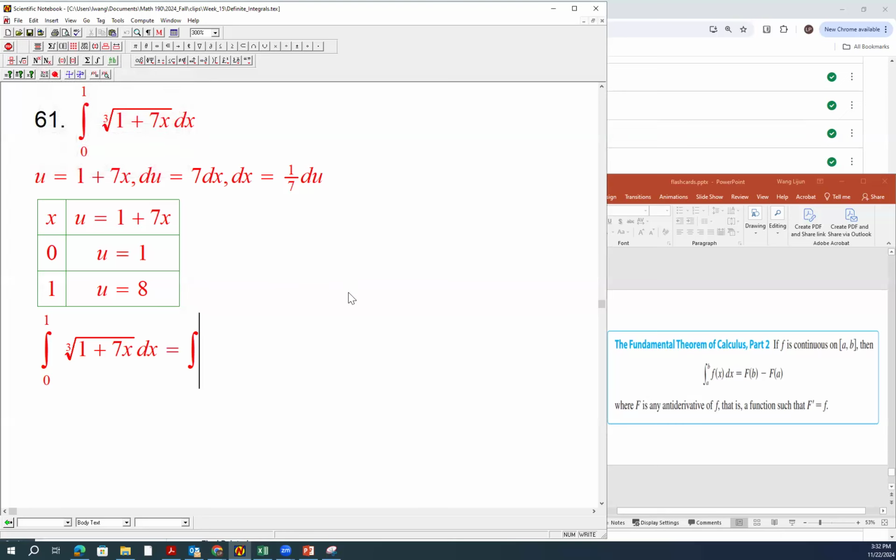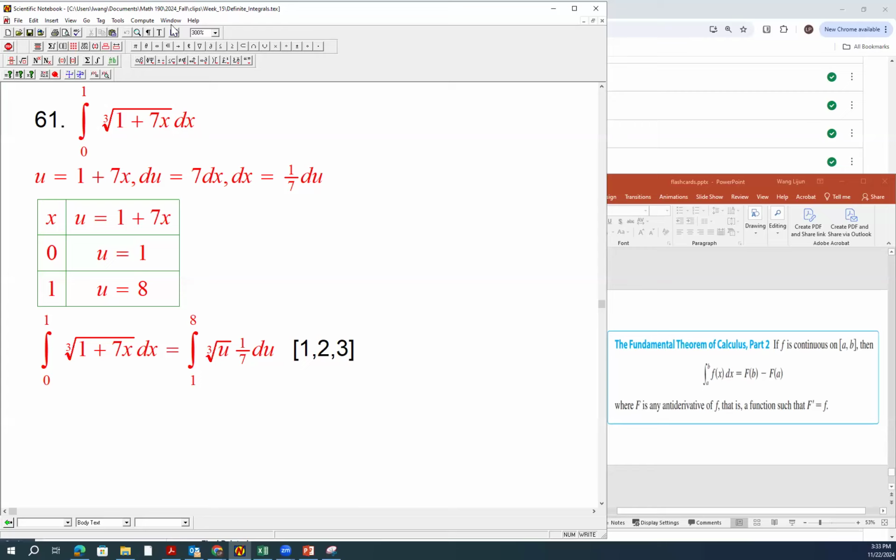The first thing is that the integrand is going to be written in terms of u, and dx needs to be changed in terms of du. So dx is replaced by du. And the upper limit and lower limit also need to change, from 1 to 8. So you need to do 1, 2, 3, all 3.